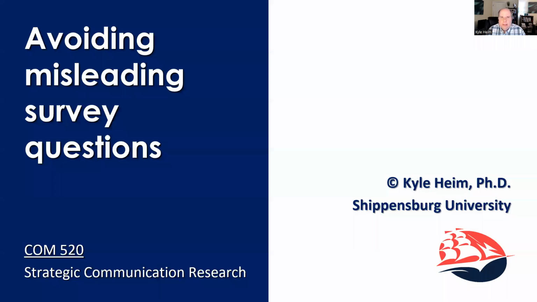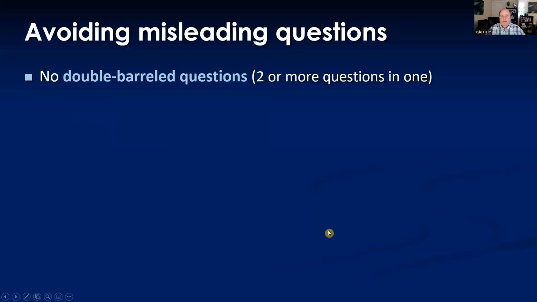We've probably all taken surveys where some of the questions were misleading or unclear. And in this video, I want to talk about three particular types of misleading survey questions that you definitely want to avoid: double-barreled questions, leading questions, and loaded questions. Let's start with the first of those, the double-barreled question.